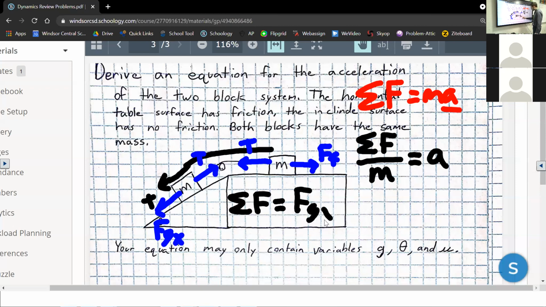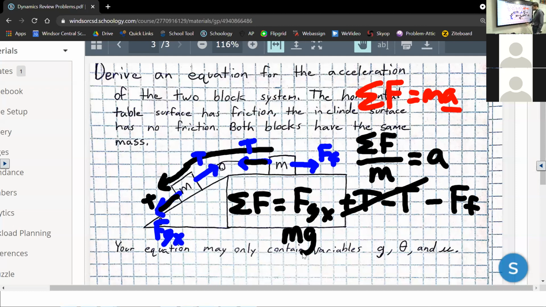So adding FGX, adding tension. That's all the forces going that way. Now I'm going to subtract off tension and my force of friction. As we can see, tensions cancel out, so they were never here, which is nice. But now this is going to turn into mg, for the force of gravity, times sine of theta. We get the sine of theta from breaking down the gravity forces.